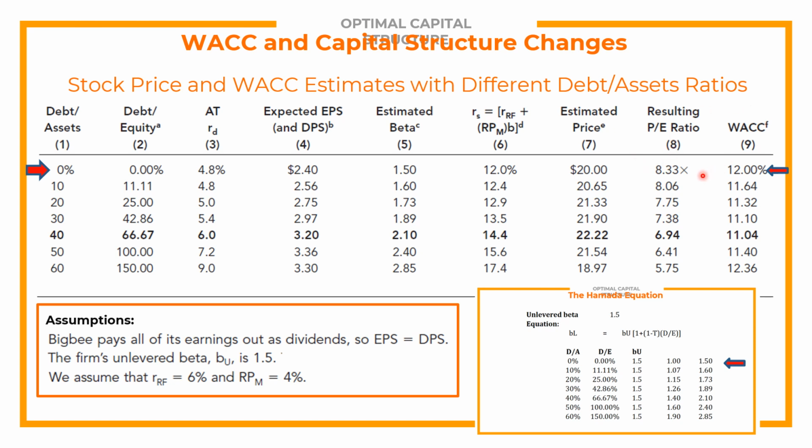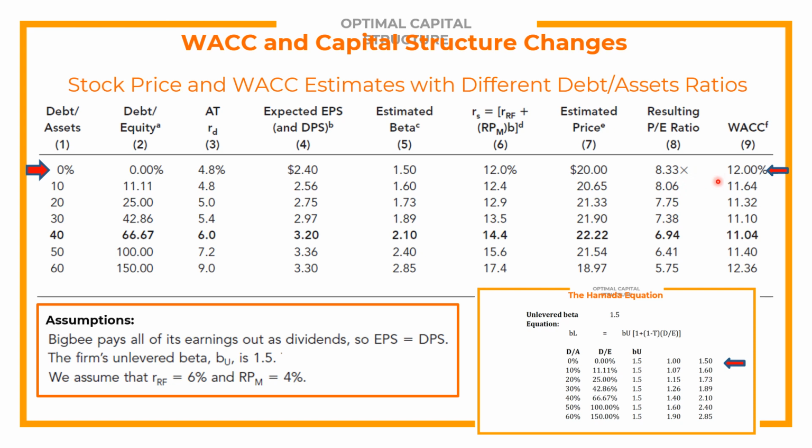Then we get the price earnings ratio. Price earnings ratio is equivalent to the estimated stock price divided by the earnings per share. So we have our stock price of 20 per share divided by earnings per share of 2.4. So we have a price earnings ratio of 8.33 times.